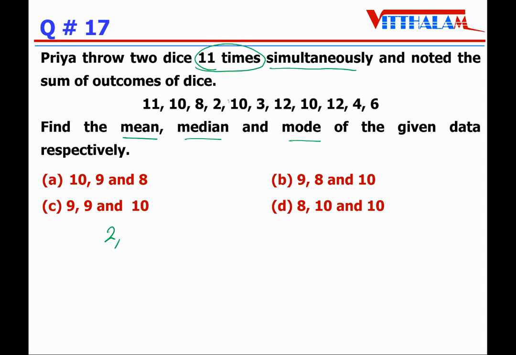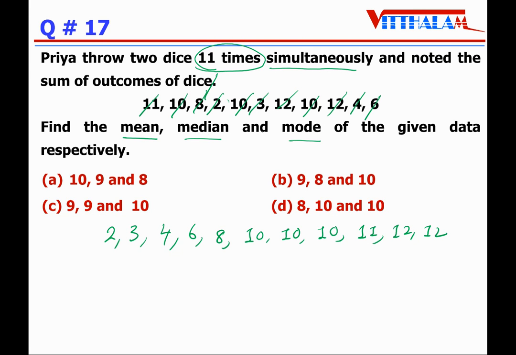So in ascending order, let's start with the smallest one. It is 2, then next is 3, then 4, then 6, then 8, then 10 three times: 10, 10, 10. Then there is 11. And then there are two 12s. Anyone left out? Just check. So all are covered. The data which has been given is arranged in ascending order.